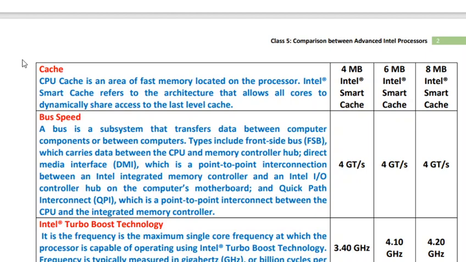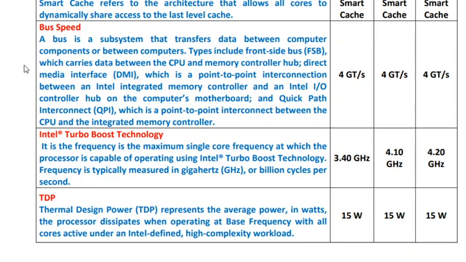Now, bus speed. For i3 it is 4 GT, in case of i5 8th generation it is 4 GT, and in case of i7 8th generation it is 4 GT. Here GT stands for giga transfers, or billions of transfers per second. Now, Intel Turbo Boost technology. Here we have 3.4 gigahertz in case of i3 8th generation, 4.1 gigahertz in case of i5 8th generation, and 4.2 gigahertz in case of i7 8th generation.